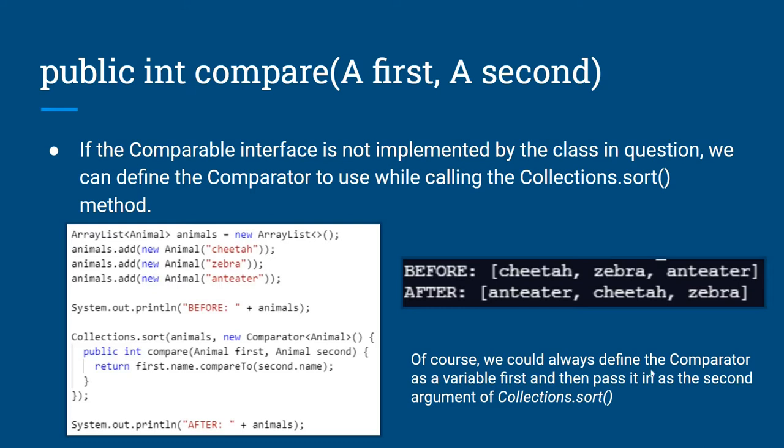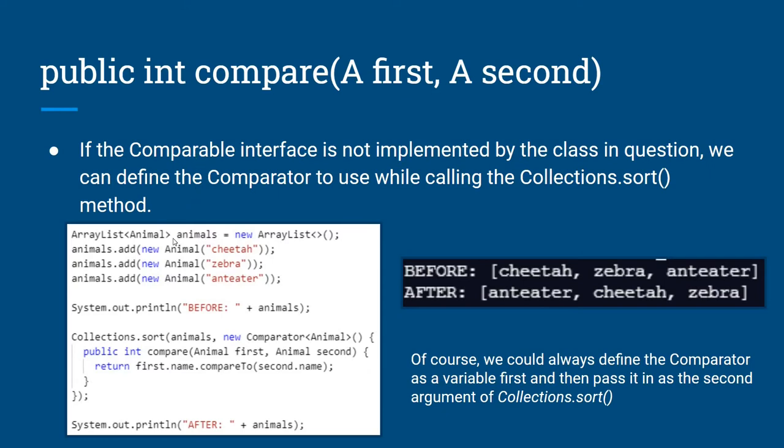The first method is using public int compare, and it'll take two arguments. One is the first object and one is the second object. And it's almost the same as compare2, except now instead of being in the class, it's outside of the class, and therefore we need two arguments. We don't have any this anymore. We have a first and we have a second. So if the comparable interface is not implemented by the class in question, we can define the comparator to use while calling the collections.sort method.